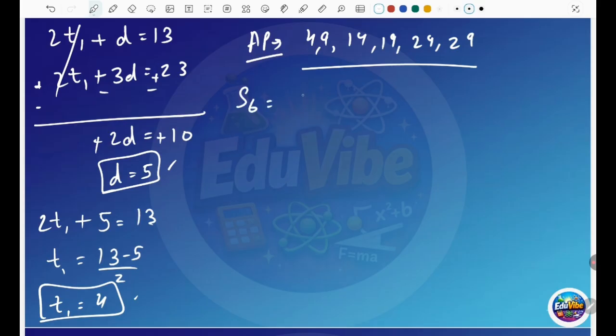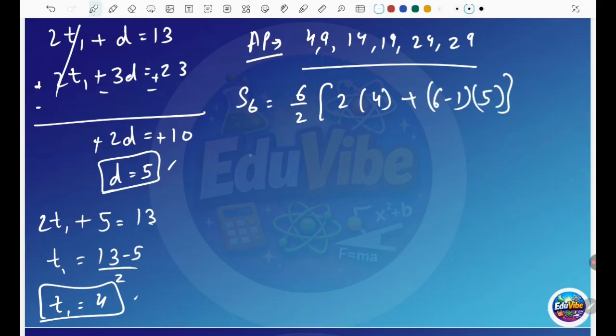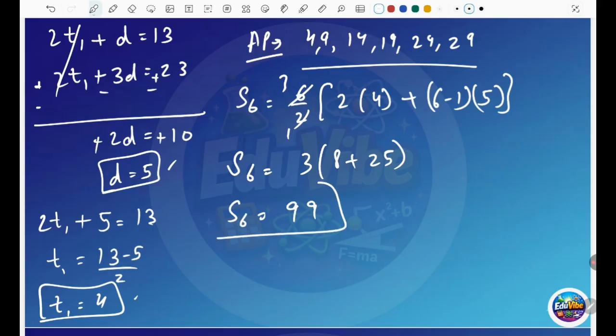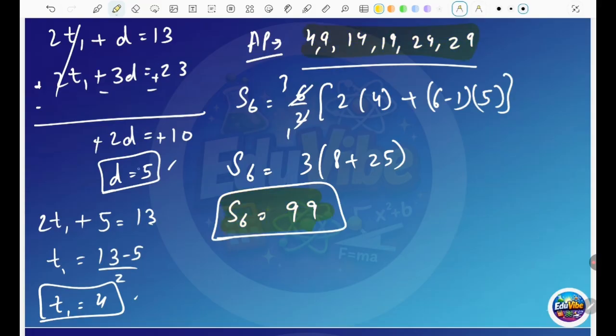Now you find the S6. So 6 divided by 2, 2 times 4 plus 6 minus 1 times 5. You can find for this. You get 3 times 8 plus 25, which goes to 3 times 33, which is 99. So this is your S6 and these are your first six terms, with D of 5 and T1 of 4.